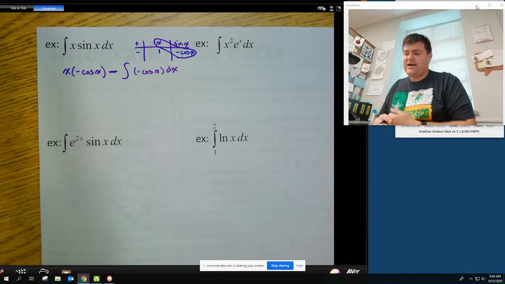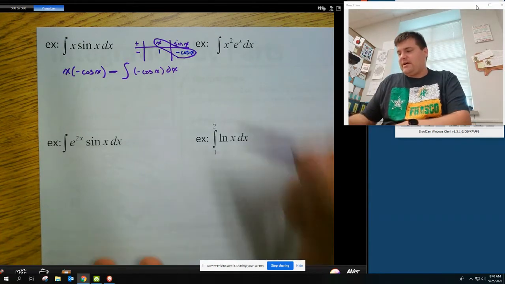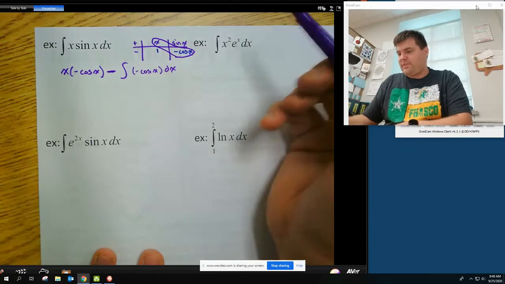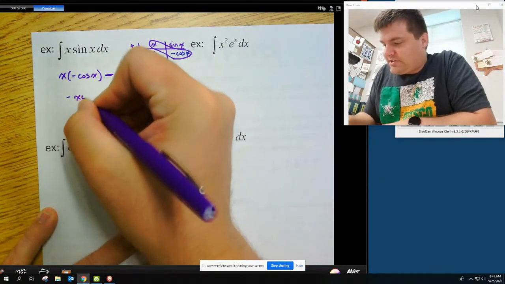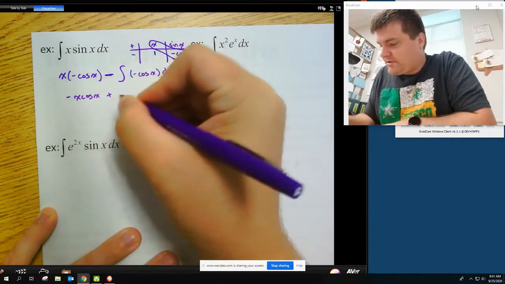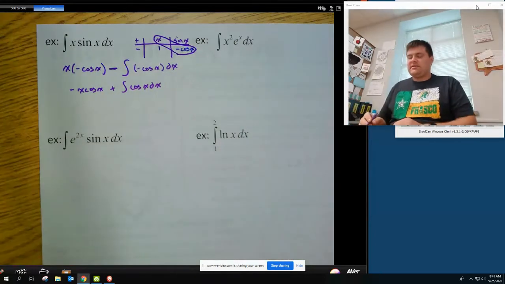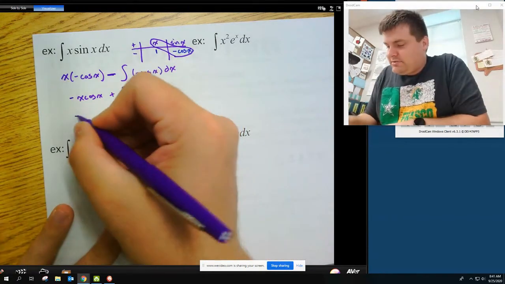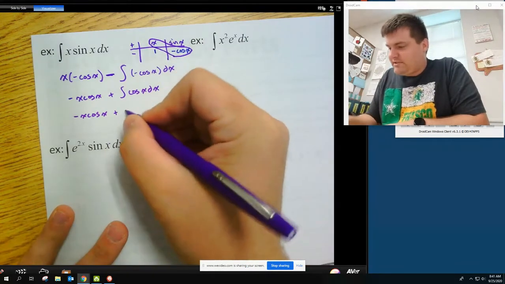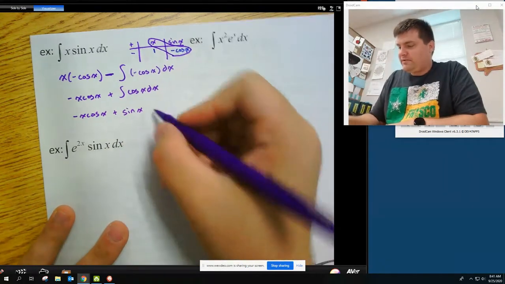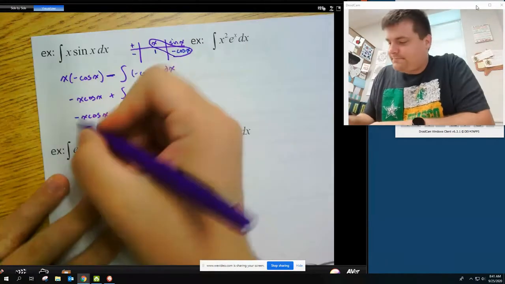And I'll talk about why I stopped where I did in just a moment and how to find some of the stuff out. So from here, I'm just going to do some distribution. I'm going to get negative x cosine of x. That's going to turn to a plus integral of cosine of x dx. And the integral of cosine x dx is pretty simple, which is going to be a positive sine of x. And then don't forget your constant of integration. So this is your answer.